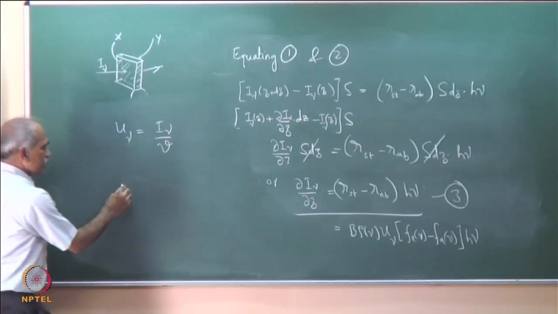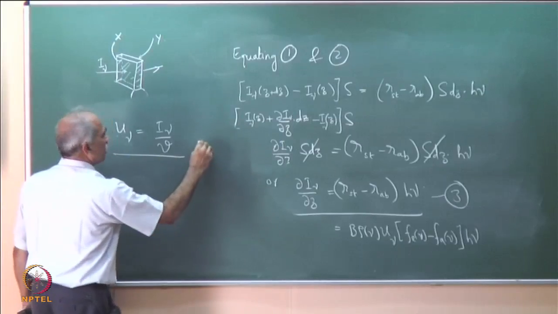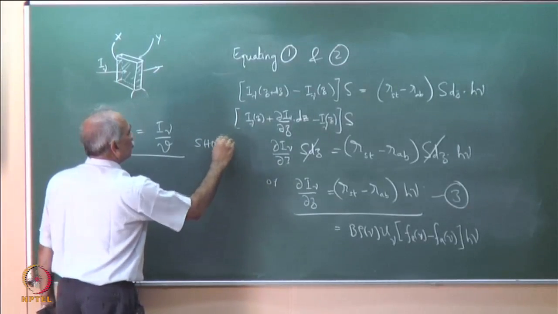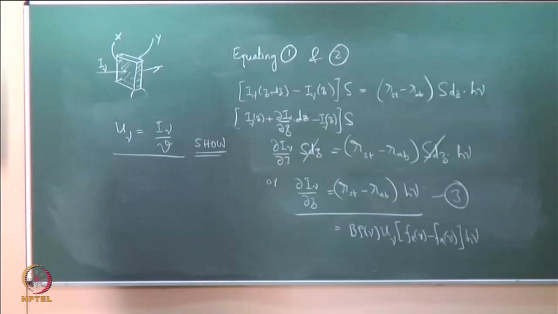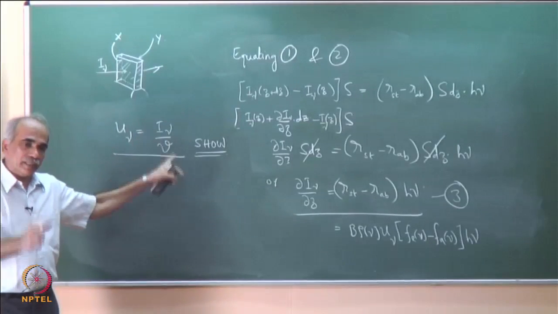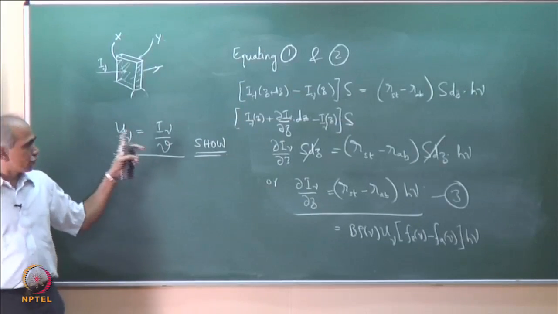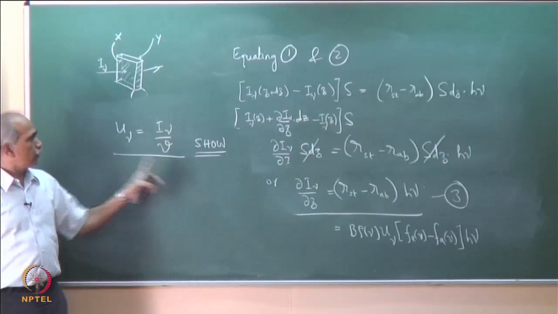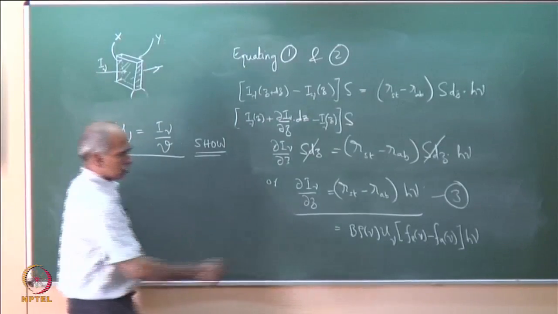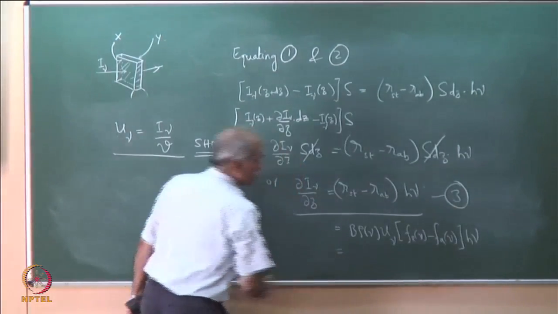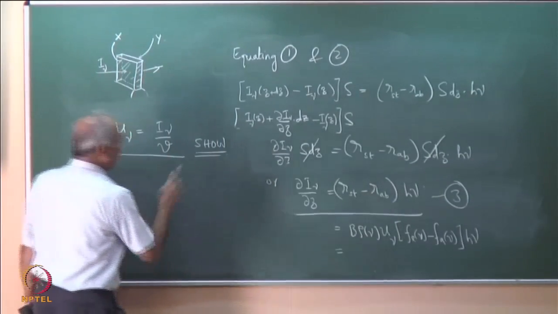You can show this, let me write this to you: show that U_nu is equal to I_nu by V. Just use the basic fundamental definitions of U_nu and I_nu and show that U_nu is equal to I_nu by V. So this is equal to, and what else do we have?